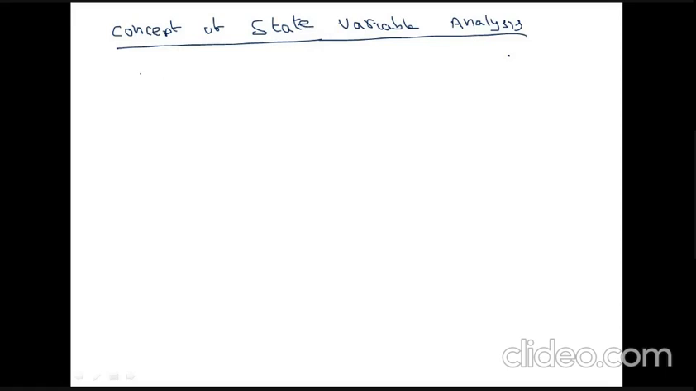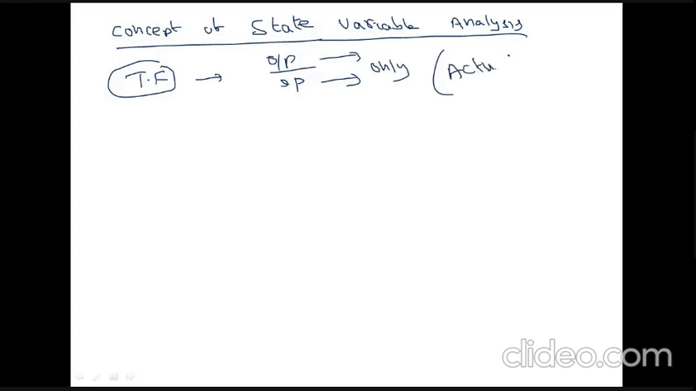All of you are aware that the transfer function gives the relationship between output and input. It means that if you know the transfer function, then you can know the information about input and the information about output only. But in an actual system, there will be sub inputs and sub outputs. Sub inputs and sub outputs exist in a particular designed system.